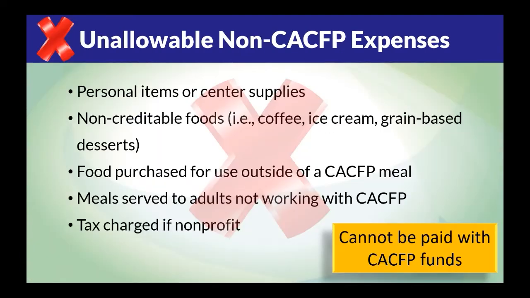There also may be costs on receipts that are unallowable non-CACFP costs, including personal items or center supplies, non-creditable foods such as coffee, ice cream, or grain-based desserts, and food purchased for use outside of a CACFP meal, such as for a party or open house or for a staff meeting. Meals served to adults not working with the operation of the CACFP are also not allowable, nor is tax charged if you are a nonprofit agency. These items cannot be paid with your CACFP reimbursement, and other program income must pay for these costs.